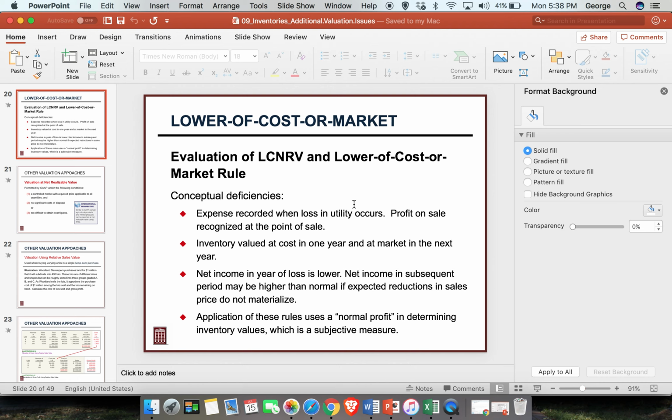So the competitor had a new product, but it really wasn't as good as ours. Found out ours was better. All right, so those reductions didn't happen. So because of our judgment, that might not have been correct, that could affect income. It looks like it might affect income where it's going to be lower. And then we do use a normal profit in determining inventory values, which is subjective. What's normal profit? We use the normal profit margin when computing the floor. What does that actually mean?